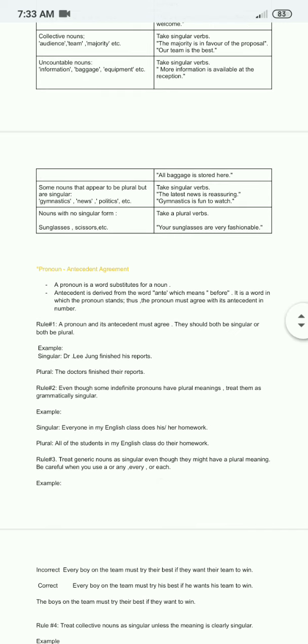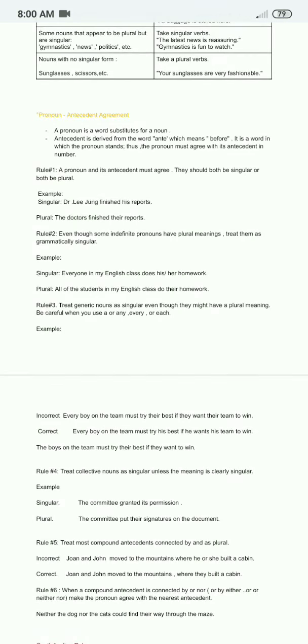Nouns with no singular form take a plural verb, like sunglasses, scissors, etc. Example: your sunglasses are very fashionable. And now let's proceed to the next topic, which is all about pronoun-antecedent agreement.